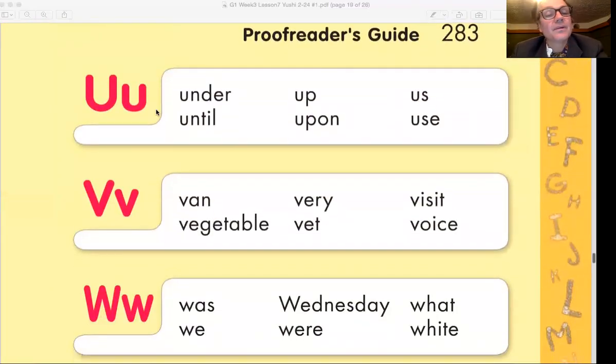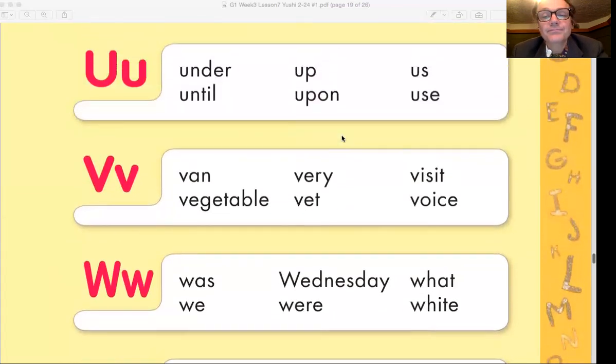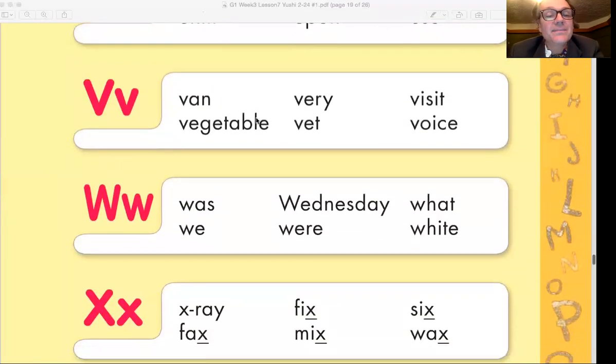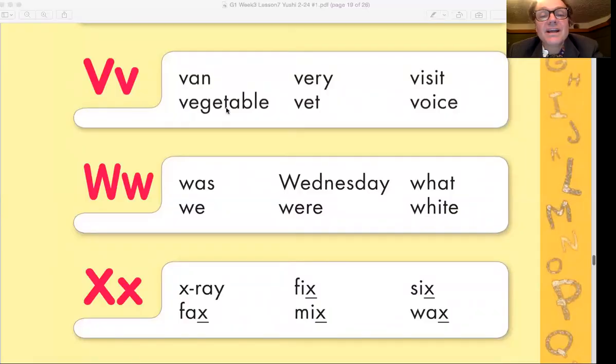Here are the U's. Under, until, up, upon, us, and use. Why is that one different? It's because the silent E at the end makes that U say its name. It says you. Its name is a U, right? So it has to say its name because of that silent E at the end, or magic E. Here's a V: van, vegetable, very, vet, visit, and voice.